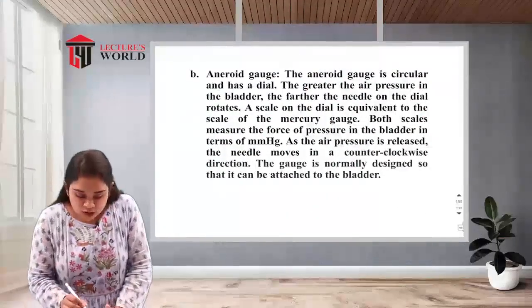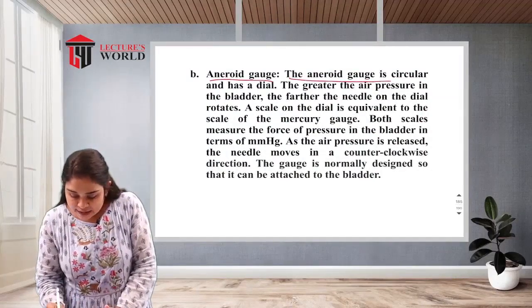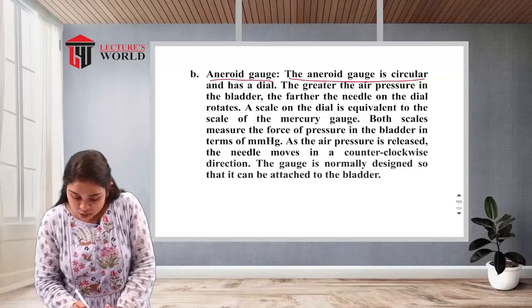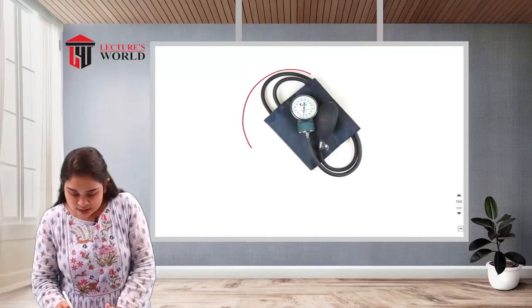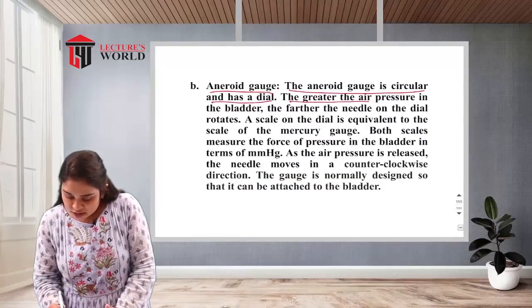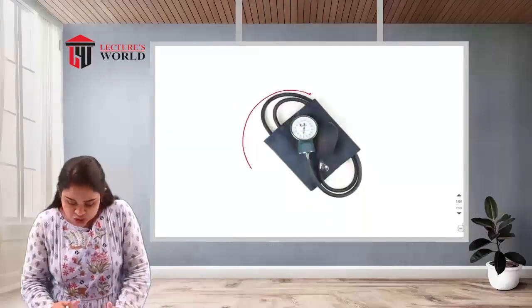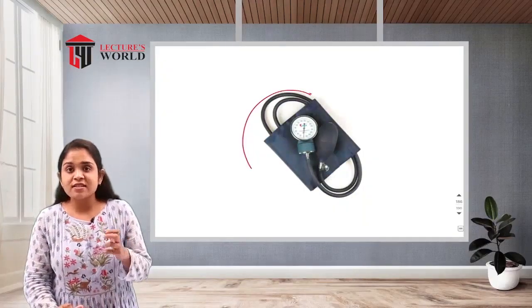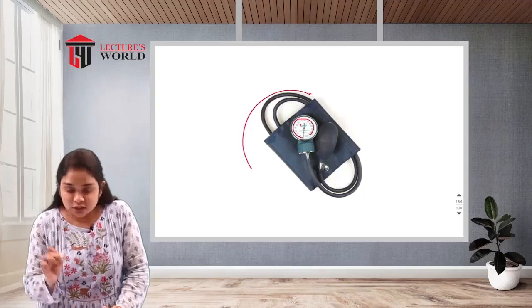Okay, now we'll talk about the aneroid gauge. So what is that? The aneroid gauge is circular and has a dial. This one is known as an aneroid gauge. The greater the air pressure in the bladder, the farther the needle on the dial rotates. So how much you are squeezing this hand bulb is how it will rotate the scale.